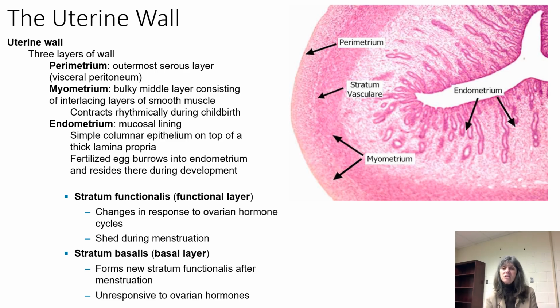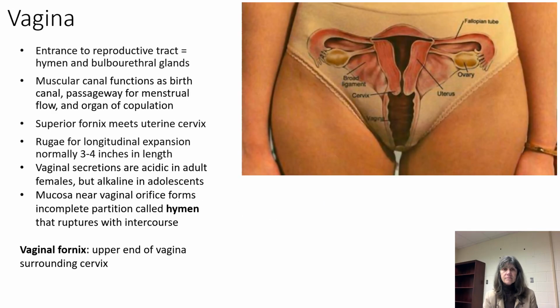The endometrium has two portions. There is the stratum functionalis, or functional layer, which is going to change in response to the cycles of different hormones coming from the ovaries. And the stratum basalis, or basal layer, is going to form a new stratum functionalis after menstruation. The stratum basalis is actually unresponsive to ovarian hormones. You'll notice I haven't spoken about ovarian hormones just yet. That's because we're going to do that in the second part of this series.